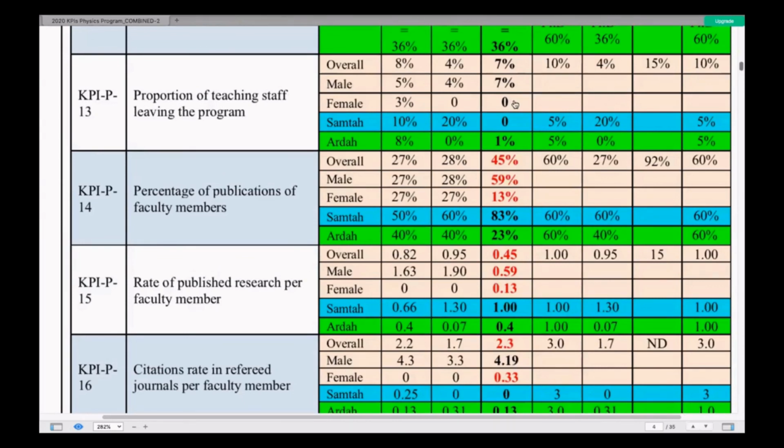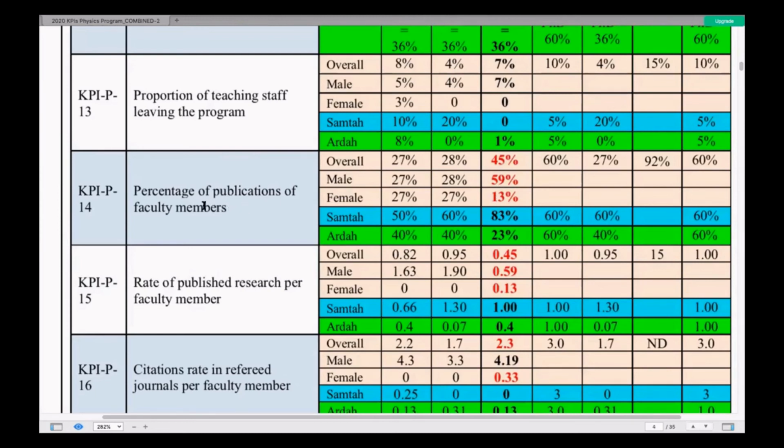Professional teaching staff leaving the program. This assessment is very good this year, and for the last three years it is less than 10%. But I don't know if this year it will be improved, or it will be more. This we can say is a direct contribution from the faculty member.